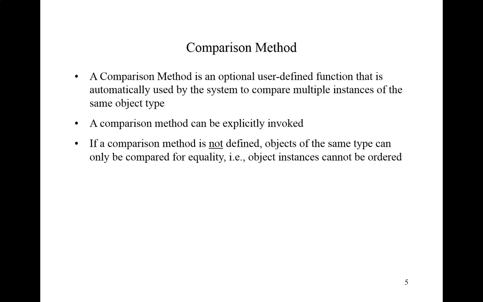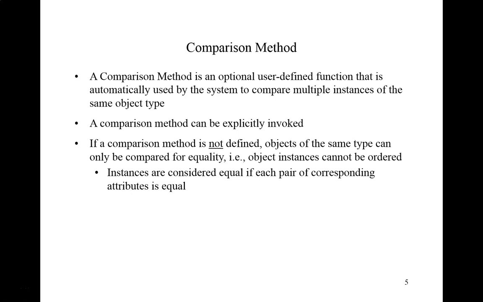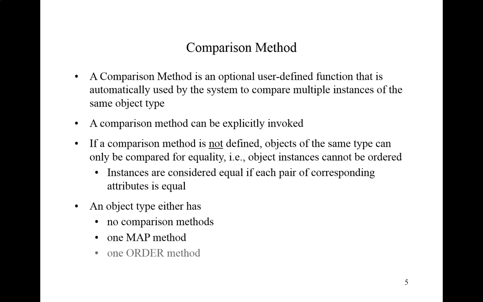If no comparison method is defined, then objects of the same type have limited capabilities for being compared. The system can only determine if 2 objects or 2 instances are equal to one another. They cannot be ordered. So instances would be considered equal if each pair of corresponding attributes is equal, if they have the same value. So if we create a comparison method, we have a choice. Obviously, we can go without one, but we could have a map method or an order method. But we can have only a map method or an order method. We cannot have both types.